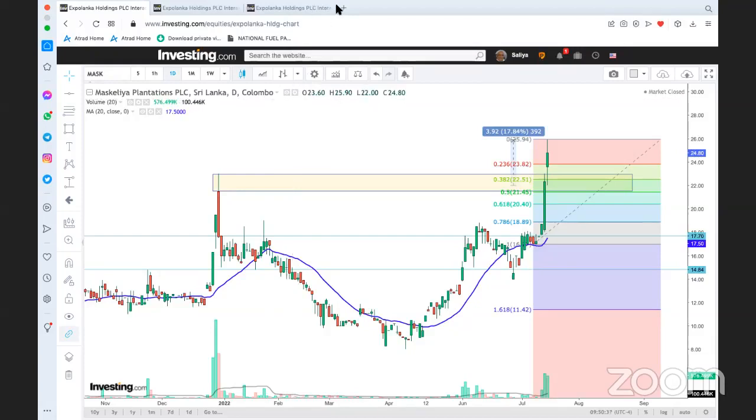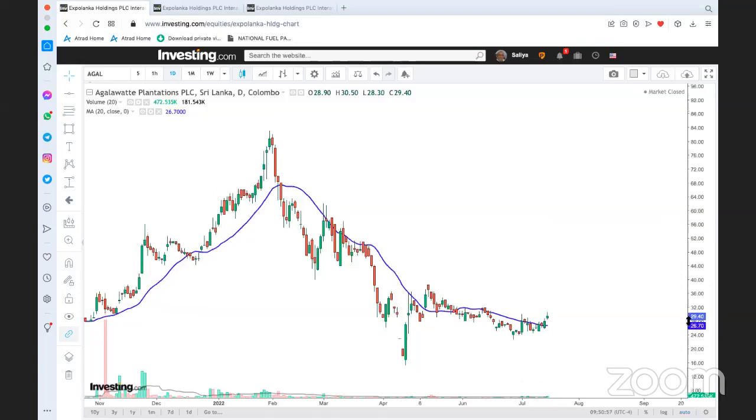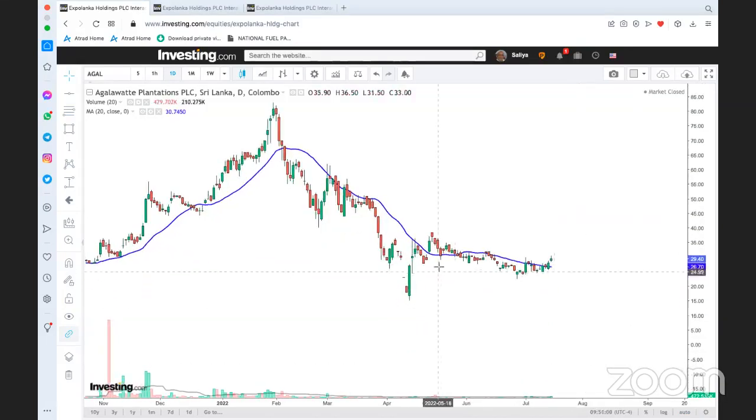Then what else? Can you please look into Agal, Yavil, and Bill? Okay, fine. So that is something that we have to look at. Then moving forward, Agalavatta, since you all asked about Agalavatta. Now, in the case of the Agalavatta, you can see that it had crossed above the 20-day moving average. While that happened, you can see that this price of 30 rupees got tested, right?